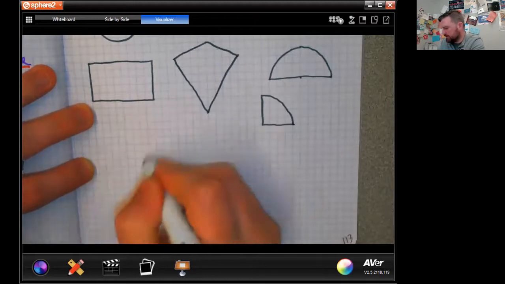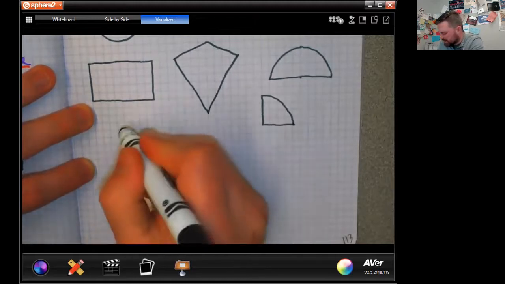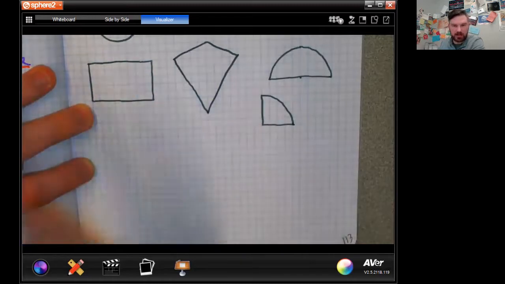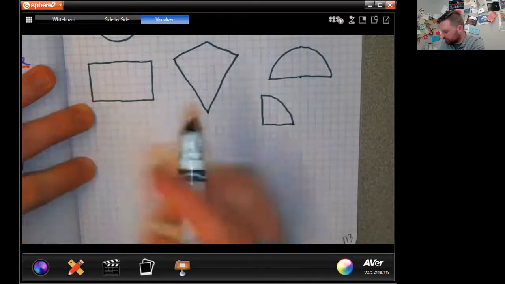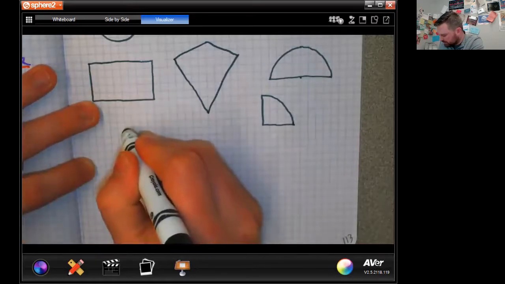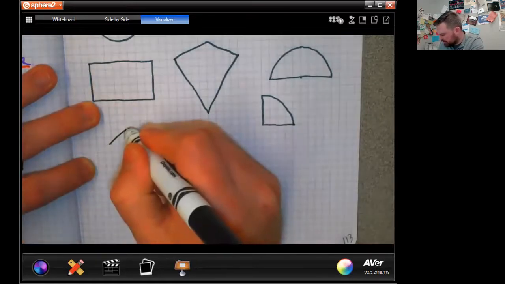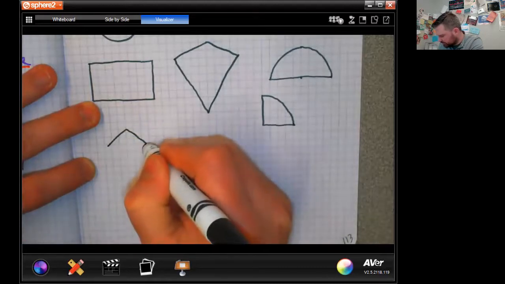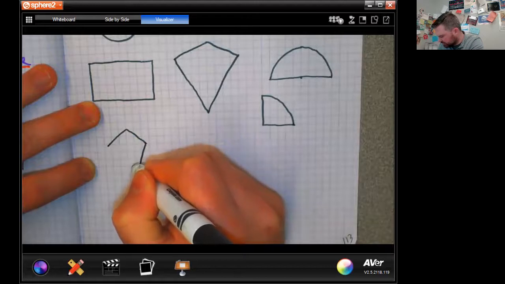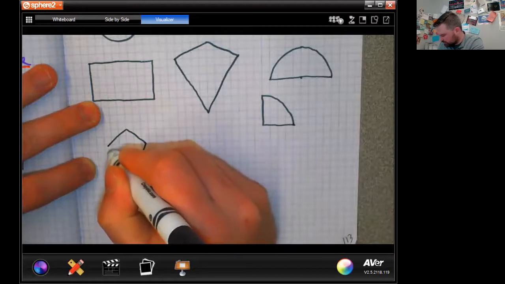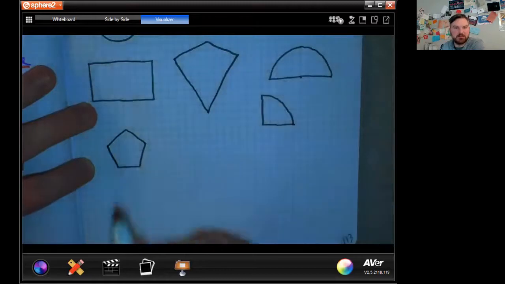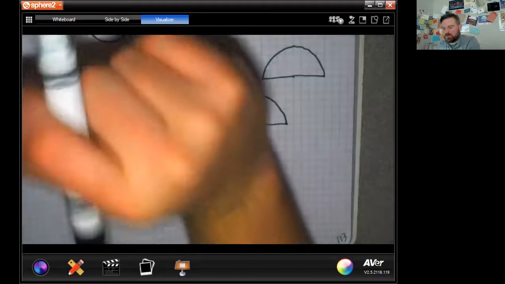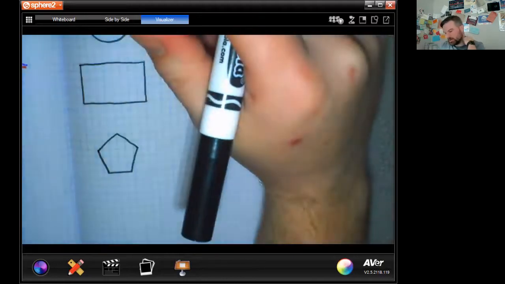These grids may not be as helpful, so do your best. If you want to use a pencil before you do it in marker, you can, but just do your best here. A pentagon has 5 sides. So it's almost like a house, but the sides of the house are slanted instead of straight up and down to make it a regular pentagon.